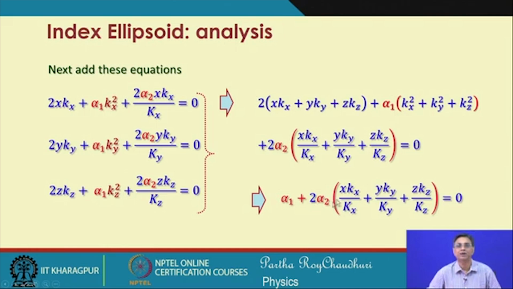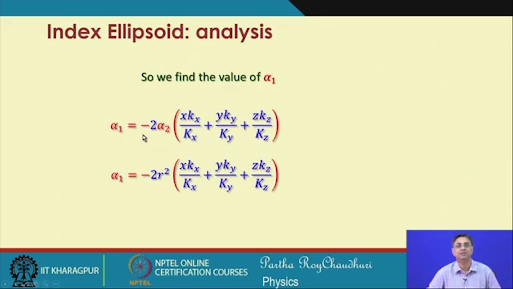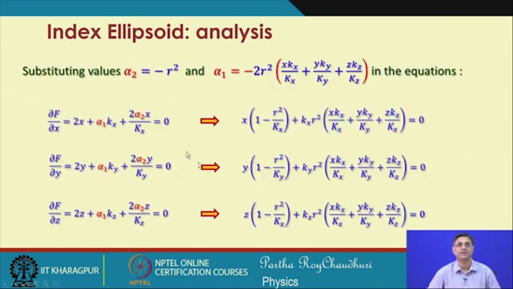So, we can write the value of alpha 1 in terms of alpha 2, but alpha 2 is equal to minus r square. So, that is again known. So, we can write this equation alpha 1 equal to minus 2 alpha 2 into this, or we can write it in terms of r square. So, we have been able to determine the two constants alpha 1 and alpha 2 exclusively in terms of the known parameters, that is x, k x and capital K x, etc.